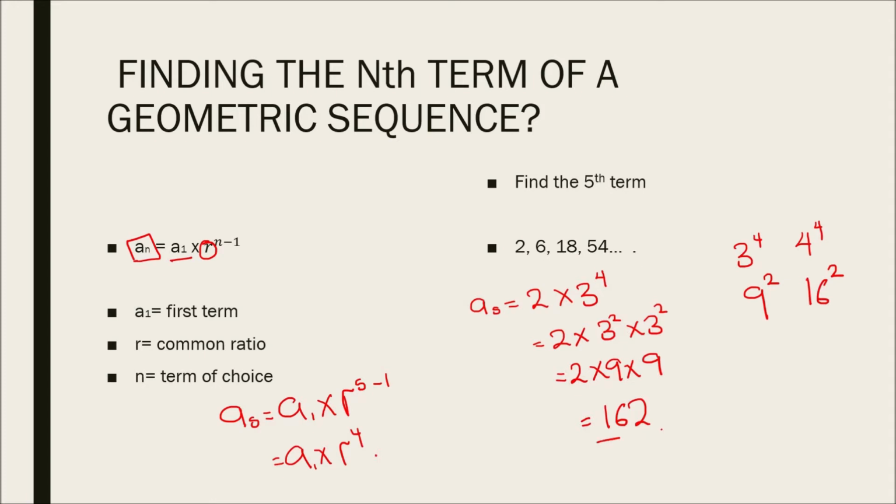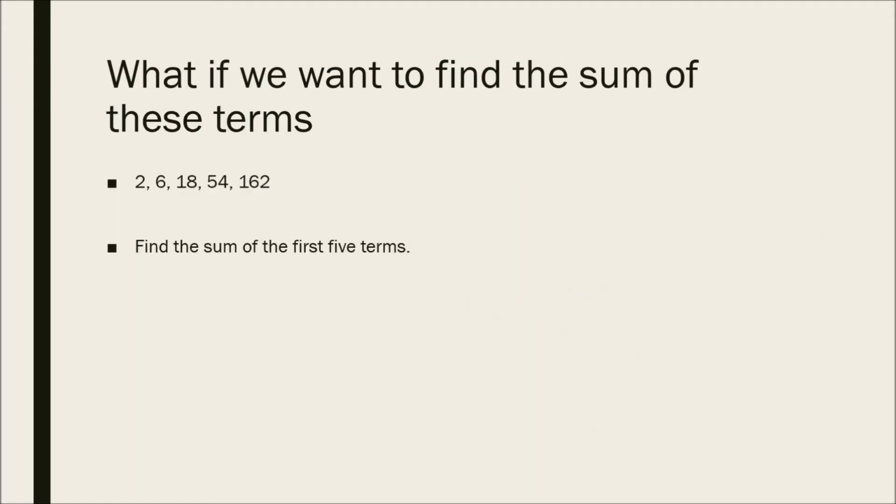Now, our fifth term is 162. Let's also check. We can say 54 times 3, and that should give me 162. So our answer is correct. Awesome. Now, what if we want to find the sum of these terms? We want to find the sum of the first 5 terms. We know these terms, but we want to find their sum.